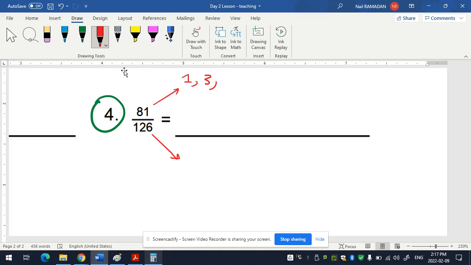Do you think 5 works? No, it doesn't end with a 5 or a 0. 6 doesn't, 7 doesn't, 8 doesn't, 9 does. I don't know if you know this, 81 is one of those what we call square numbers because it's 9 times 9. So it's one of those numbers which is a number times itself. So 9 works. Okay, we're jumping quite ahead. 10 doesn't work. 11, 12, 13, 14, 15, 16, 17, and so on.